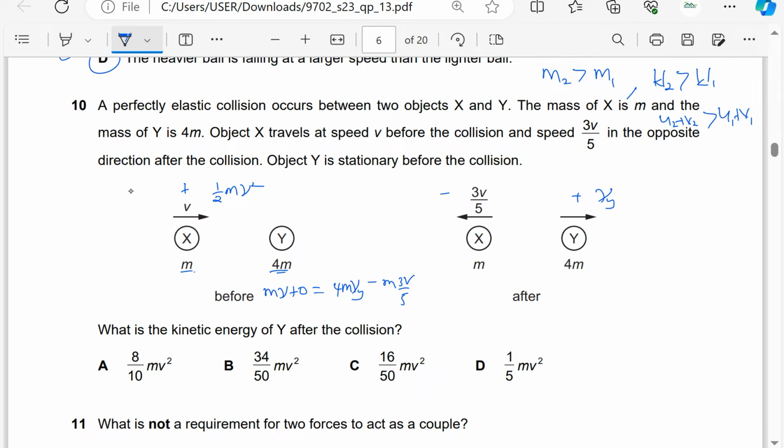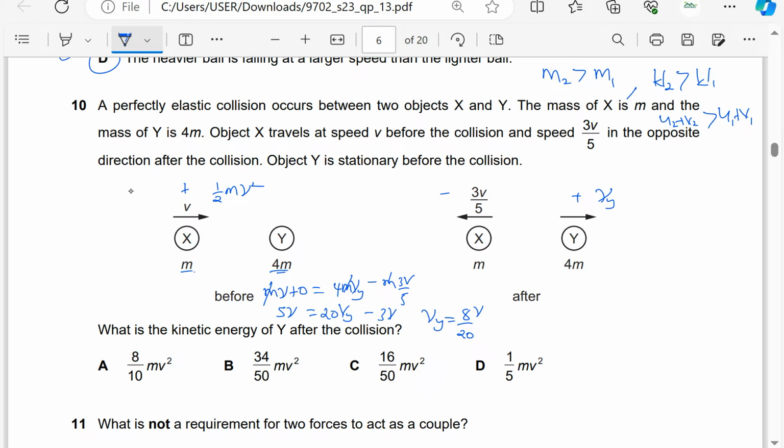So m has cancelled out. I'm making vy the subject, or I can just multiply this by 5. So I have 5v equals 20vy minus 3v. So I'm making vy the subject. So vy is going to be equal to 5 plus 3, that is 8v divided by 20. So that is vy, the velocity of y after the collision.